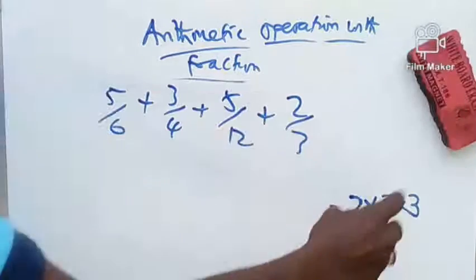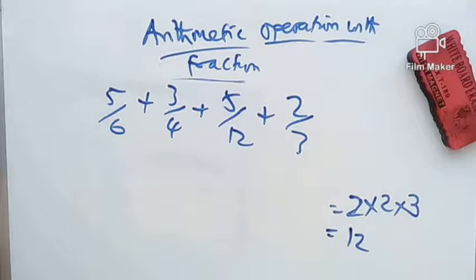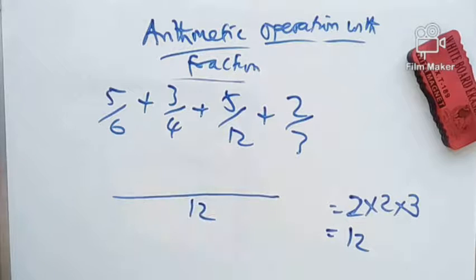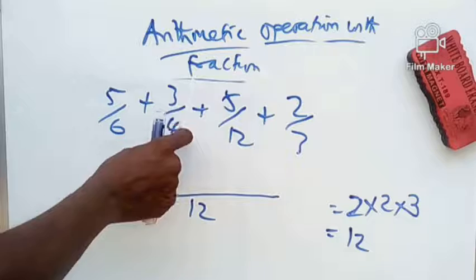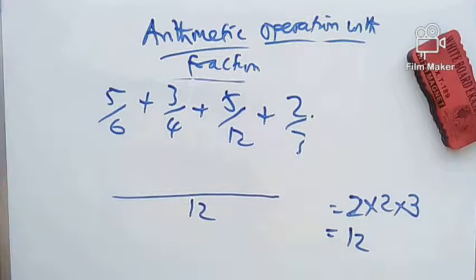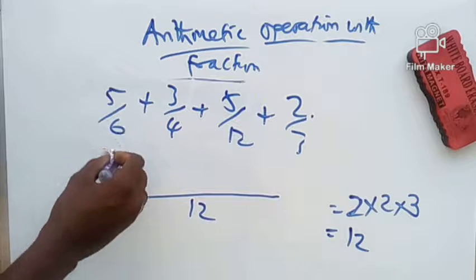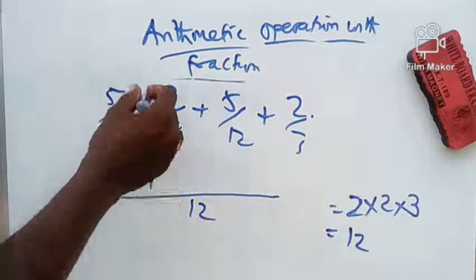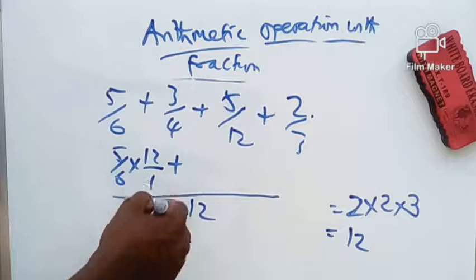So having gotten the LCM as 12, the next stage is to do what? Draw a line and write the 12 at the bottom. So once we draw a division line and write the 12 at the bottom, what's the next stage? Take each of the fractions and multiply it by the LCM found. So let's take this fraction, 5 over 6. We multiply it by what? 12 over 1. We add it to the next fraction.